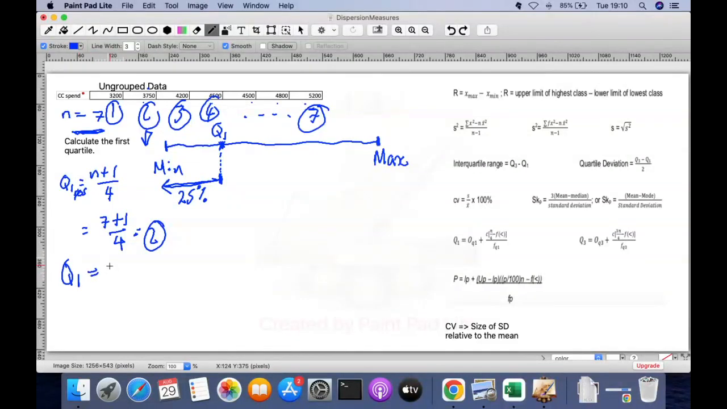the answer for the first quartile is 3750. And you need to put this in words after this. So you would write: 25% of the credit card expenditure lies below 3,750 rands. We'll assume it's rands since they didn't specify the unit in this question, but the principle is more important here than anything. I hope you understand that.